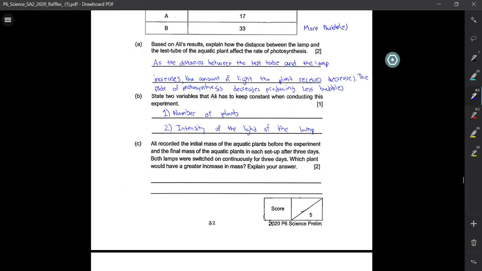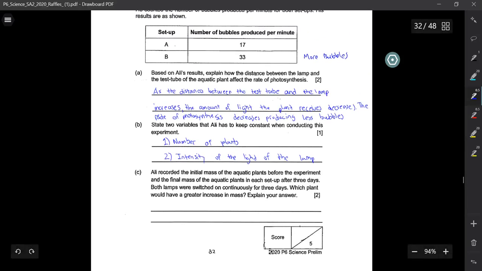So C. Ali recorded the initial mass of the aquatic plants before the experiment and the final mass of the aquatic plants in each setup after 3 days. Both lamps were switched on continuously for 3 days. Which plant will have a greater increase in mass? And explain your answer. So first we identify which plant will have a greater increase in mass.